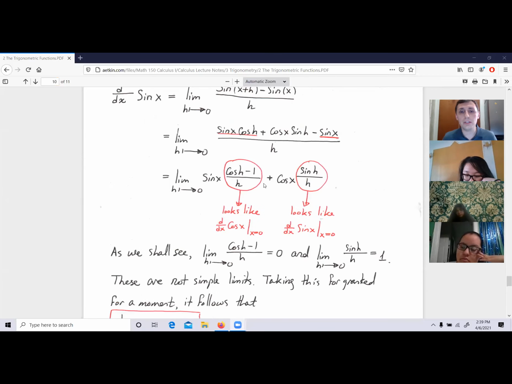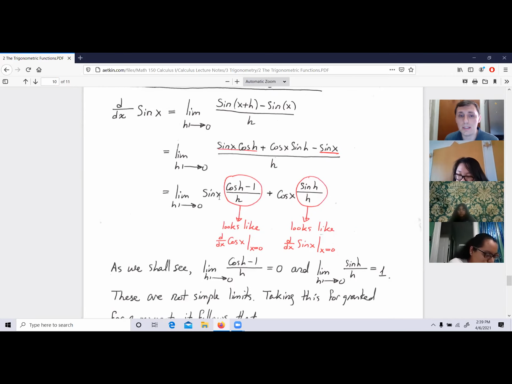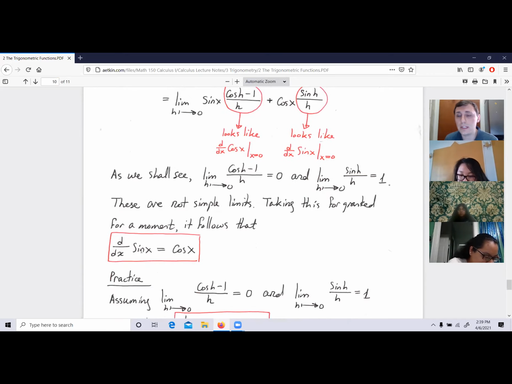We have concluded, look at it, this limit looks like the derivative of cosine at 0, and this limit looks like the derivative of sine at 0. And we kind of heuristically see that cosine h minus 1 over h will approach 0, and sine h over h will approach 1. Which means what? Which means this is 0 times sine plus cosine times 1, which means the derivative of sine is cosine. Write in your notebooks.